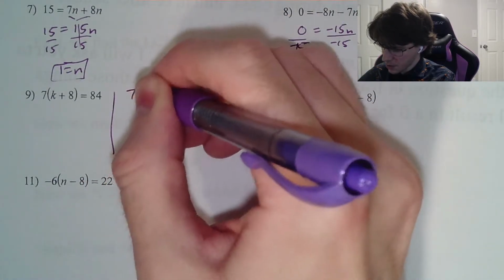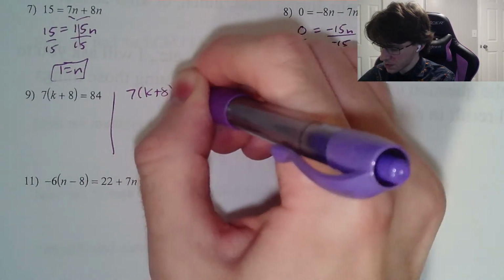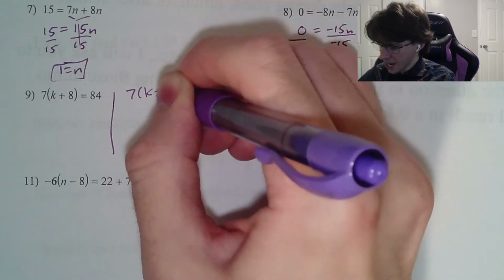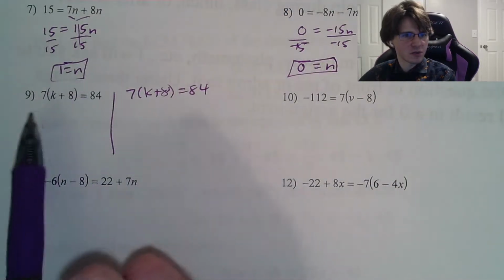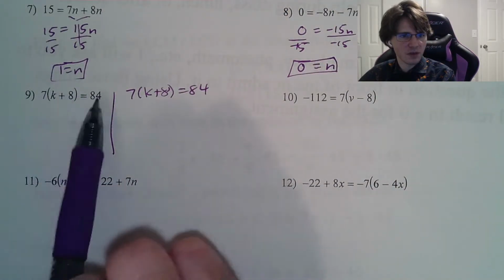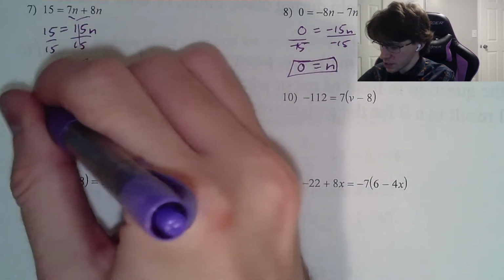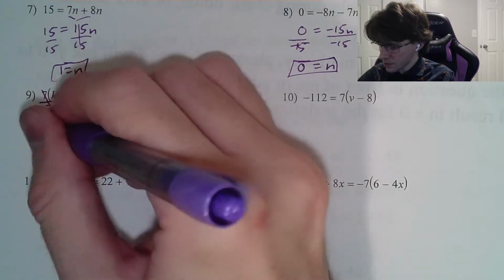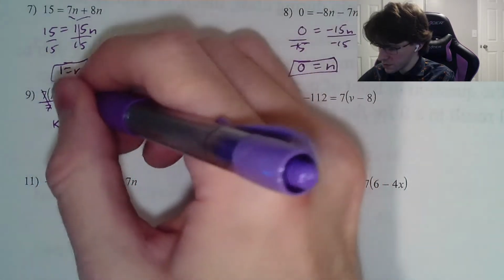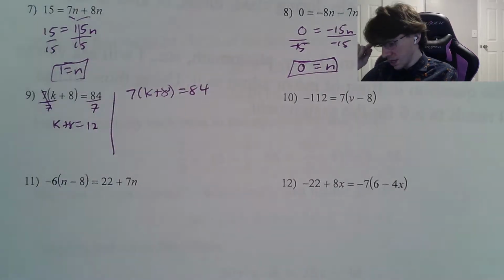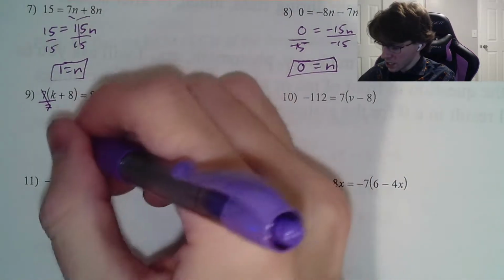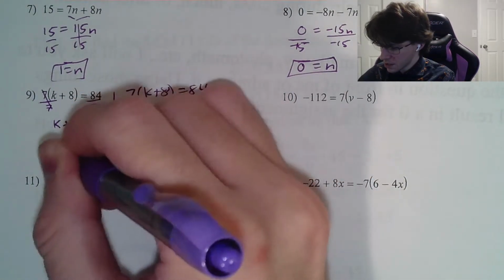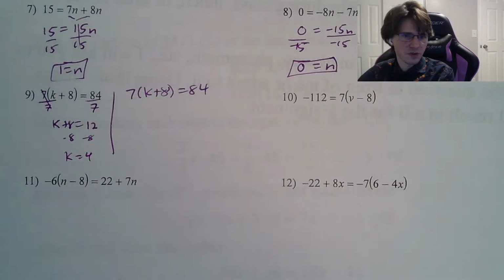So the first thing I have to do is copy this problem for those who would like to see it both ways. The way I like doing this question is the fast way, and it's realizing that this is 7 times something, which is 84. So we can start by dividing both sides by 7. Starting by dividing both sides by 7, we get k plus 8 equals 12. Then subtracting 8 on both sides, you get k is equal to 4. That's one way of doing the problem.